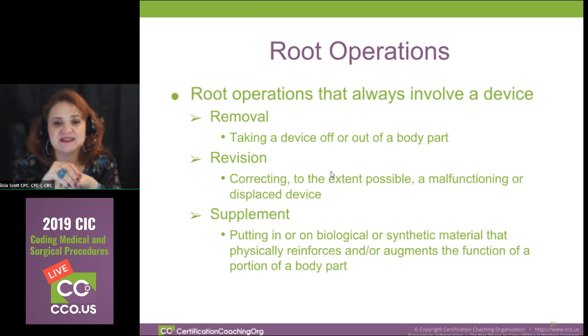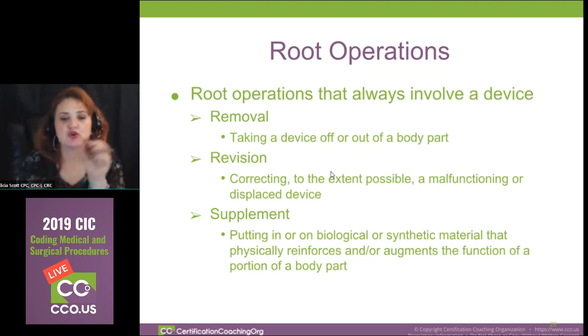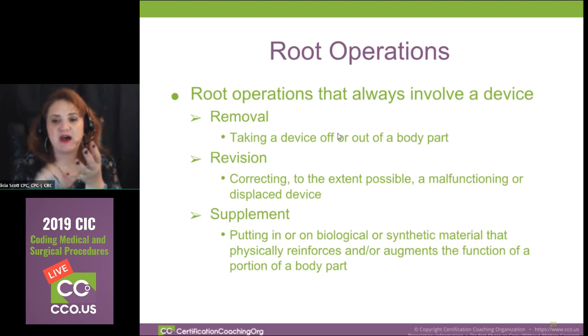So we're taking a device off or out of a body part. That's all. We're removing the pacemaker. A revision, we're correcting something, okay? And it could be a malfunctioning or displaced device.